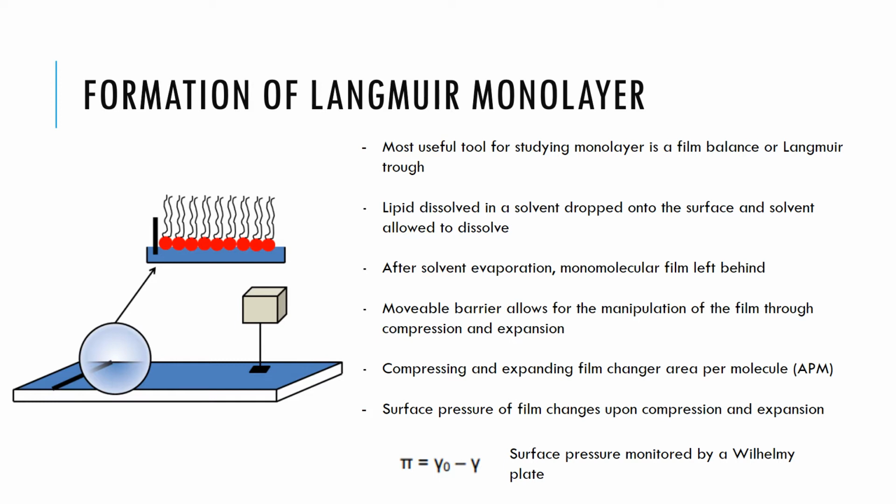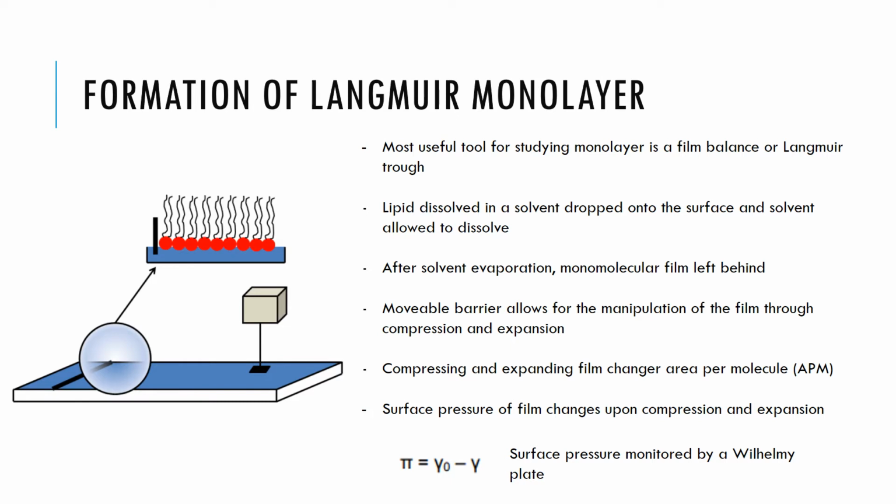And once the solvent has evaporated, you are left behind with this single film of lipid molecules on the surface of water. And these are all Teflon troughs that you conduct these experiments in. And you're able to move the Teflon barrier, you can see in the image there, from left to right, and you can compress and expand that film of lipids as you do so. When you compress or expand the film of lipids, what you're actually doing then is changing the area that's available to each molecule. We call that the area per molecule. As you decrease the area available to them, you're decreasing that area per molecule.